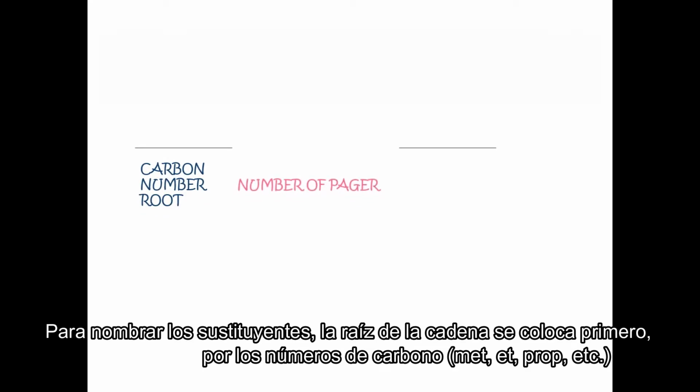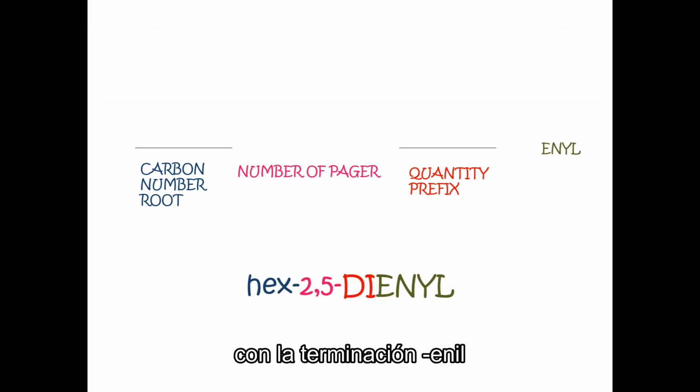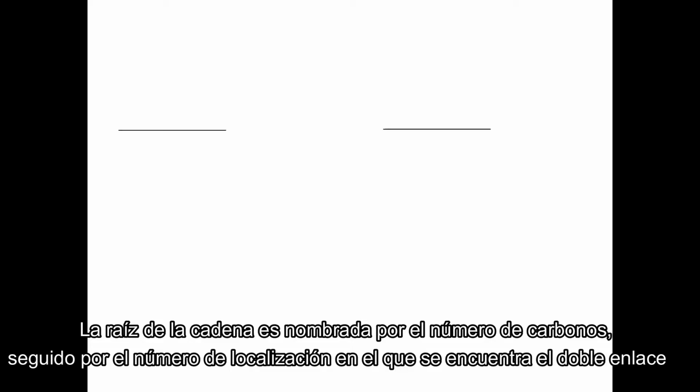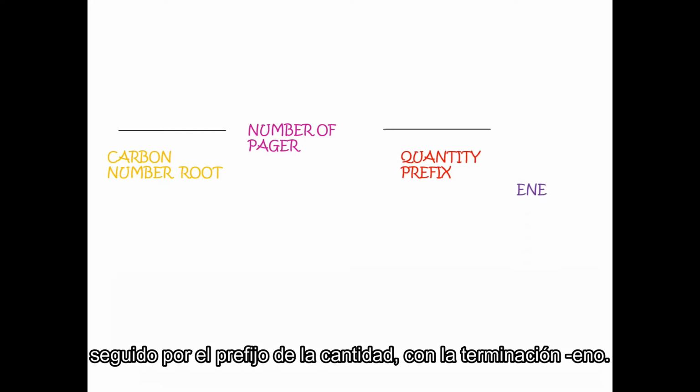Naming substituents. To name substituents, the chain root is first placed by carbon number: meth, eth, prop, etc., followed by the number of the locator, after the number a prefix di, tri, tetra, etc., with an -il termination. The main chain: the chain root is named by number of carbons, followed by the locator number where the double bond is found, followed by the quantity prefix ending in -ene.